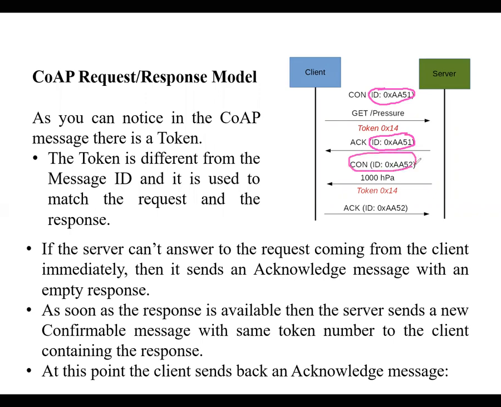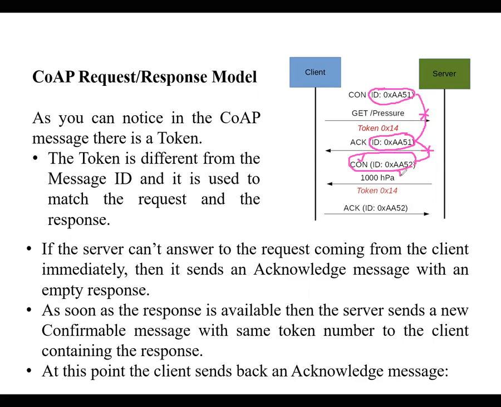message ID, and the type is confirmable, means when client receives that message, the client should acknowledge that this message has been received. And the message ID is different. So this message ID is not equal to this. So this message ID is not the same ID that we have seen previously.